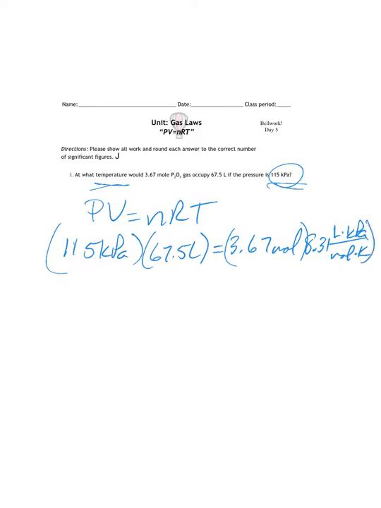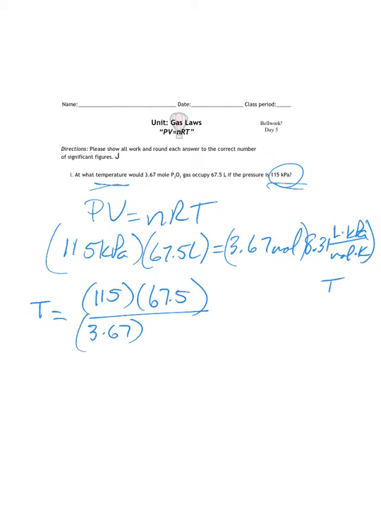times T down here. And if I want to isolate that, I want to get my T by itself, I'm going to take, and pardon my units, but I'm going to take the 115 times the 67.5. I'm going to divide that by 3.67 and 8.31. And if I do that, I'm going to get 255 Kelvin, because this was in moles Kelvin.